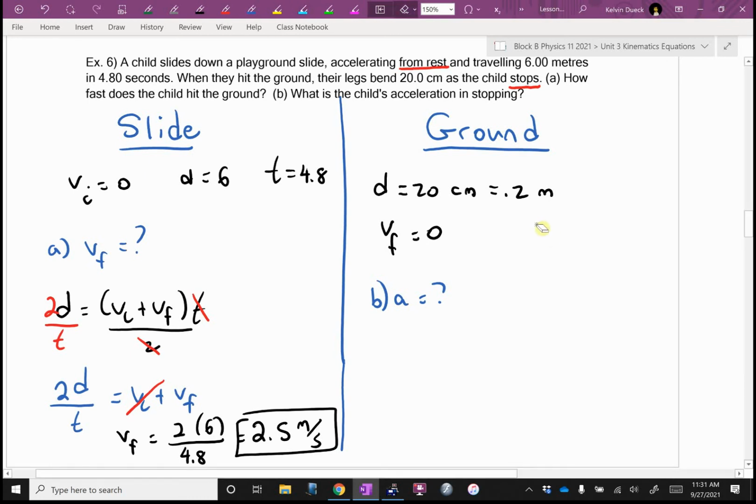Can I use the 4.8 seconds over here, time? Is that how long it took me to come to a stop, or is that how long it took me to slide down the slide? That 4.8, is that how long it took me to come to a stop, or is that how long it took me to slide down the slide? Okay, so I can't use t.